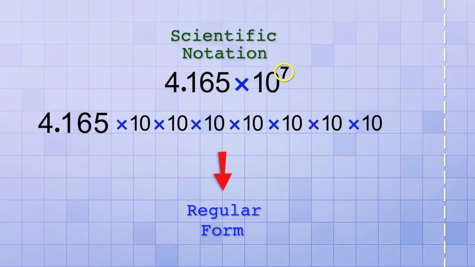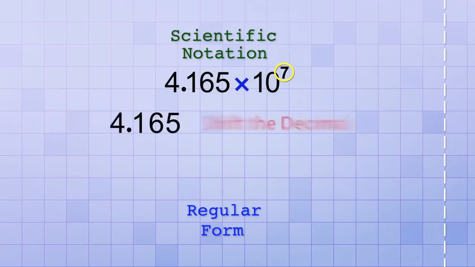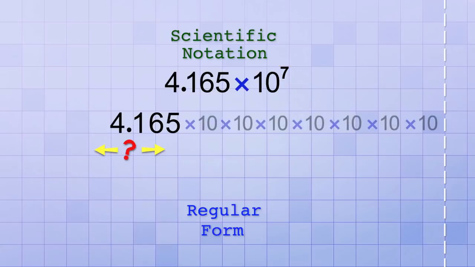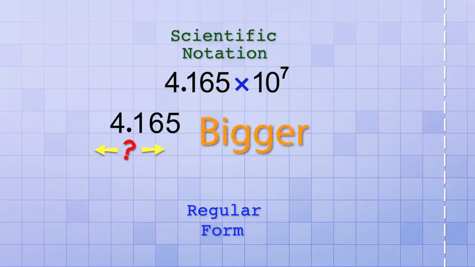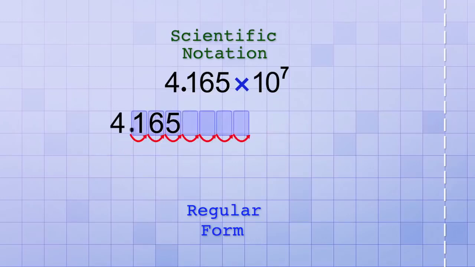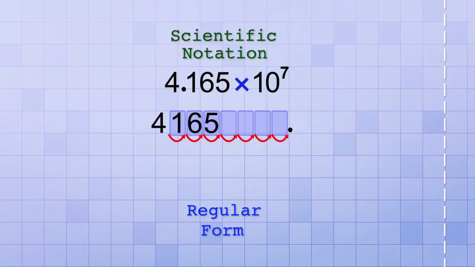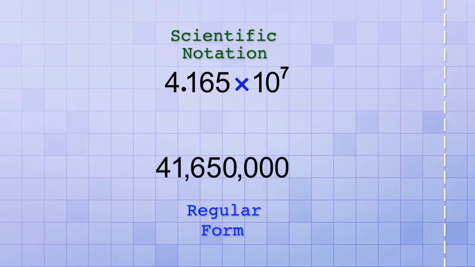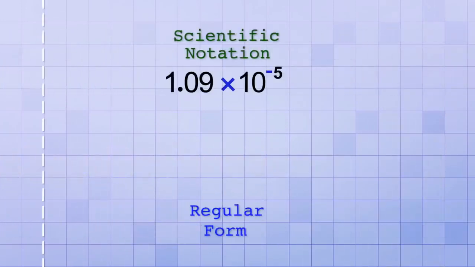That would be a lot of work, but we can also just shift the decimal point that number of places. Which direction do we need to shift it? Well, since we're multiplying by factors of 10, we need to shift it in the direction that will make the number bigger. That is, we need to shift it to the right. So, we'll just shift the decimal point 7 places to the right. But as you can see, there aren't 7 digits after the decimal. So any places that don't have a digit will just be filled with a 0. There, our number in regular form is 41,650,000.